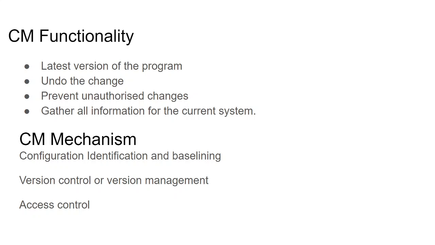Next, gather all information for the current system. Not simply working on it, you should have thorough knowledge of everything related to this software. Next is the CM mechanism, that is configuration identification and baselining. That is, you should identify what configuration is needed and keep something as a base. Like, you are not going to change this thing, you will keep that as a base. It could be technology, it could be new information that you have gathered, whatever it is.